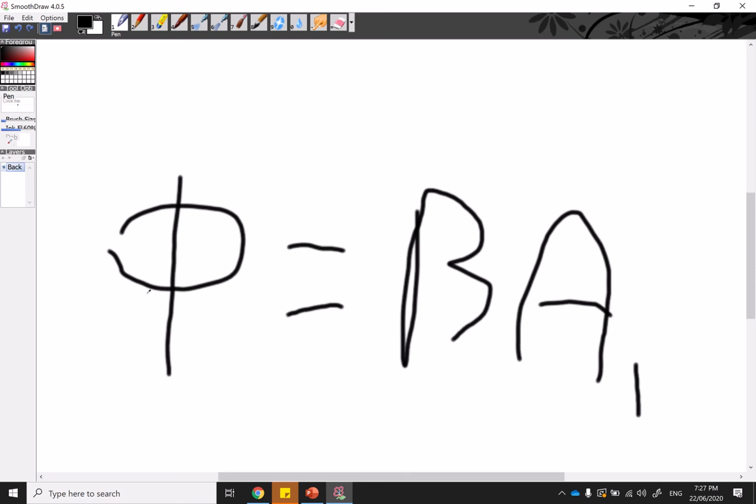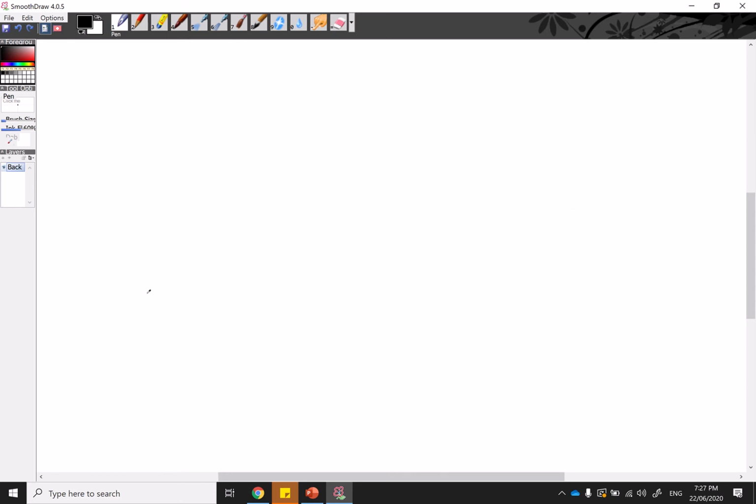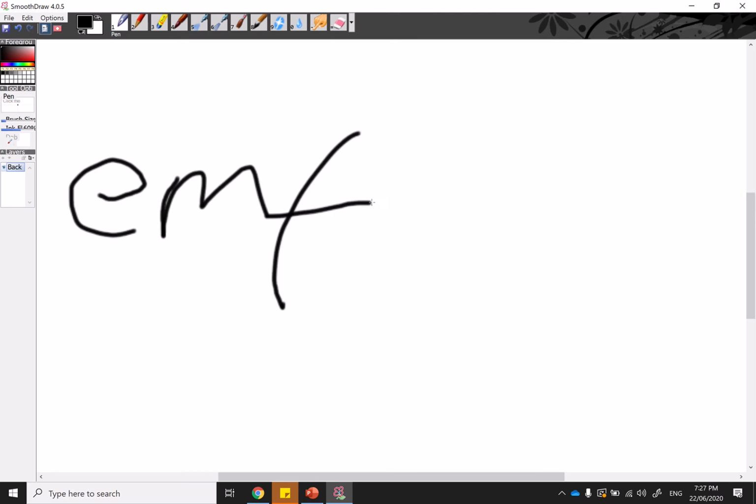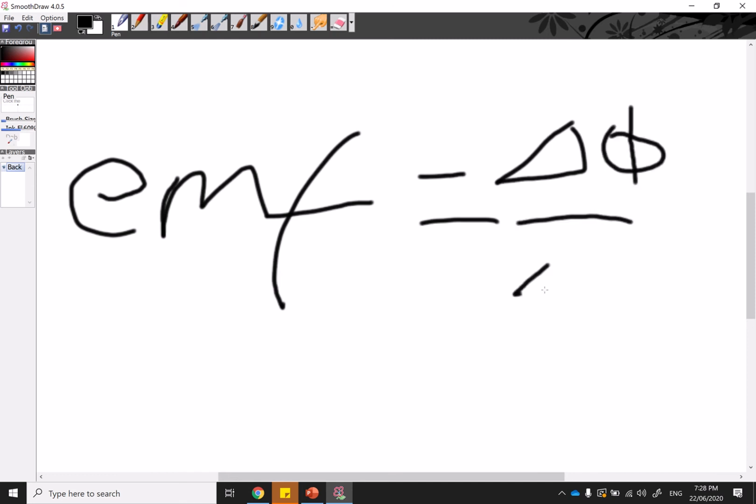After learning about flux, we need to know a second equation that we use to calculate the voltage generated by the change in flux. The equation is EMF equals change in flux over change in time. We're going to use the delta sign for change. Now let's write the equation for flux again. Flux is BA.